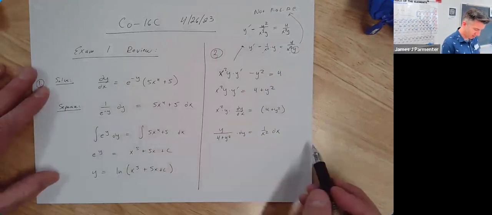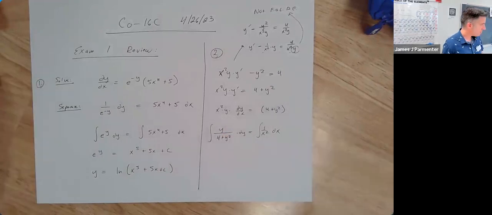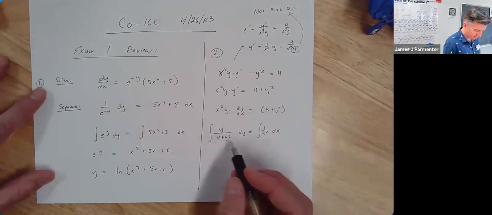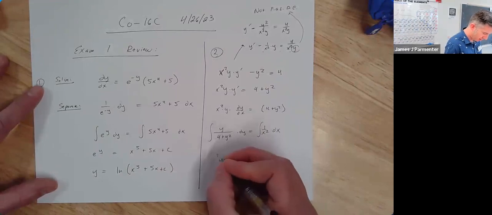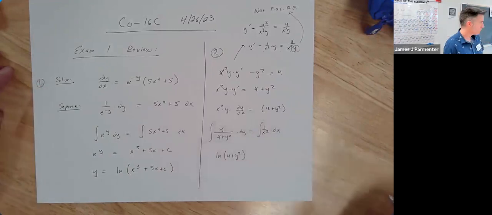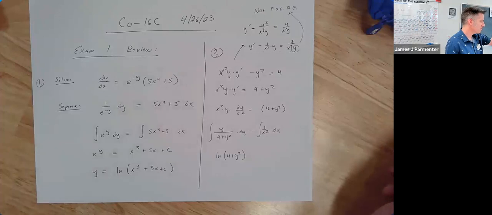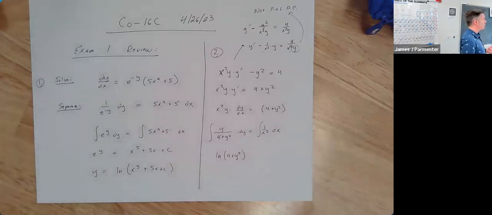So if I was trying to solve this, I would be integrating both sides. For the left-hand side, it is going to be a u sub. We can see, I think without too much work, the integral of y over 4 plus y squared is going to be almost the natural log of 4 plus y squared. What am I missing? Where'd the y go?